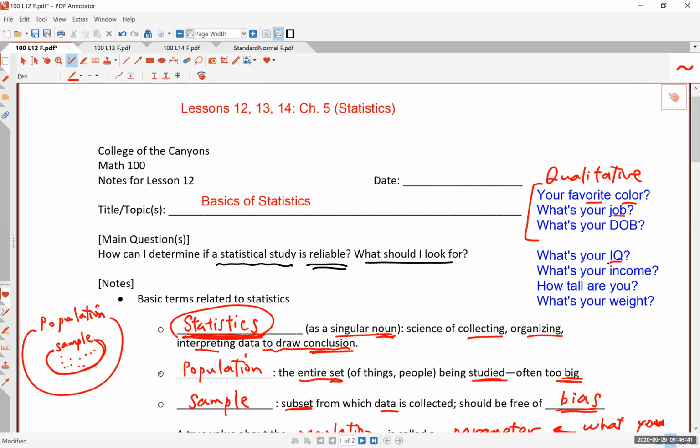What's your IQ? What's your income? How tall are you? What is your weight? Weight in pounds maybe, or kilograms. How tall are you in inches or in centimeters? What is your income in terms of dollars? What is your IQ? You see, all of these can be used in meaningful calculations, to find averages and so on. So these are quantitative. Okay, so that's the difference between those two, and so just be aware of that difference.